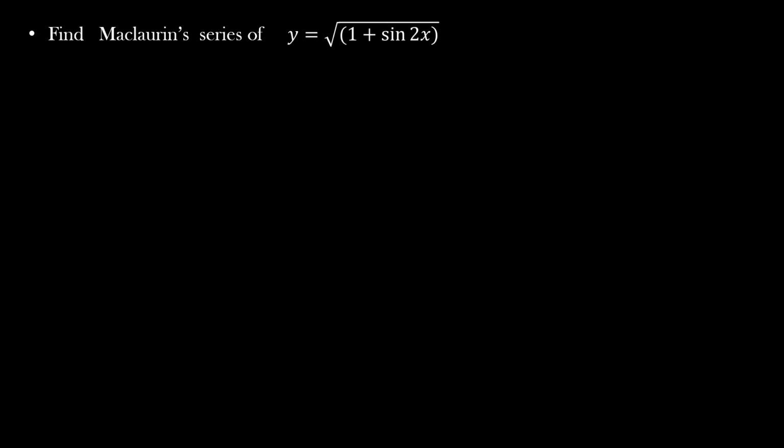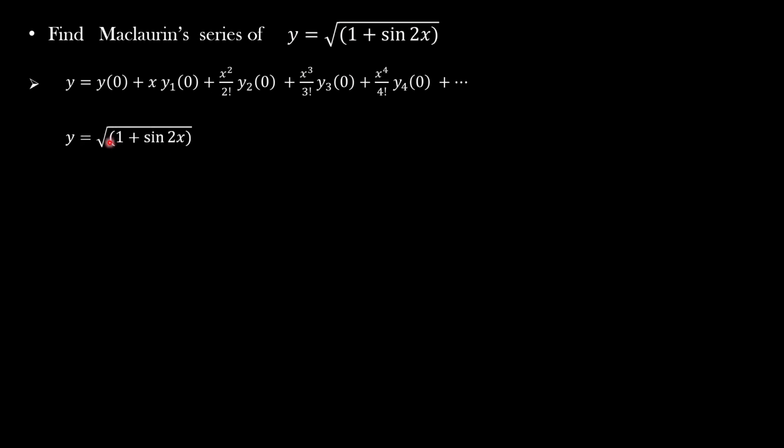Next problem. Find Maclaurin series of root of 1 plus sine 2x. Since Maclaurin series is given by y is equal to y of 0 plus x into y1 of 0 plus x square by 2 factorial into y2 of 0 and so on. To get the unknowns, first make the given function simpler so that you can easily get the higher order derivatives.